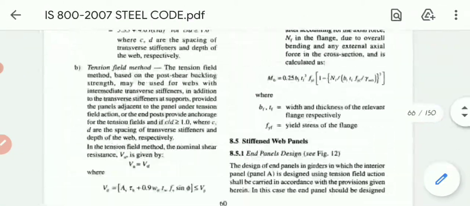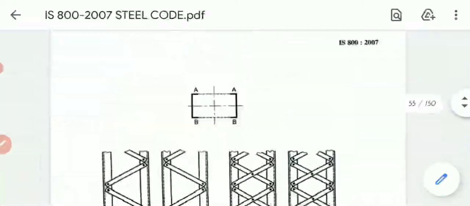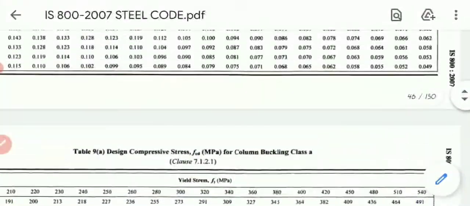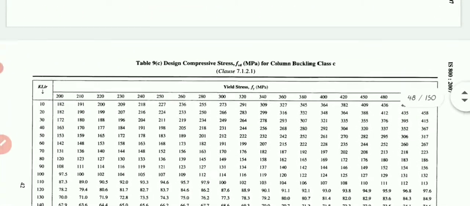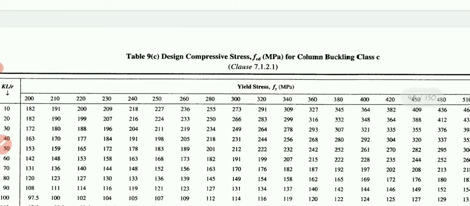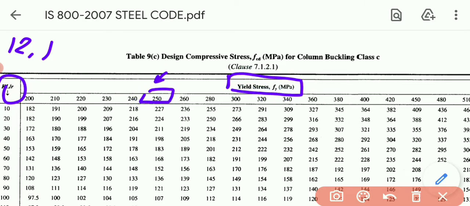Table number 9C, page number 42. See, now over here table number 9C is there. Now KL by Ry ratio is 12.1, and over here the yield stress Fy is always taken as 250, so I am going to see it in the column of 250. 12.10 will be between 10 and 20. 10's answer is 227, 20's answer is 224.